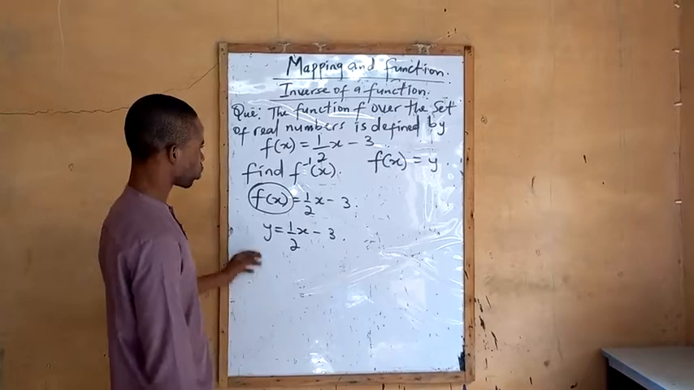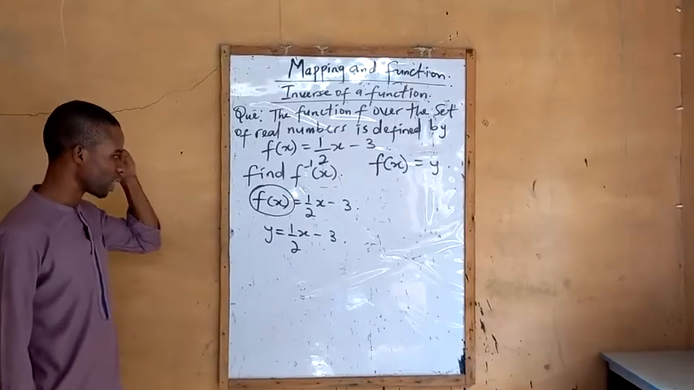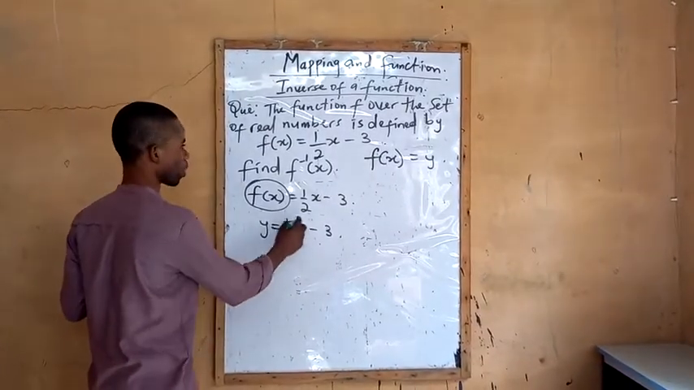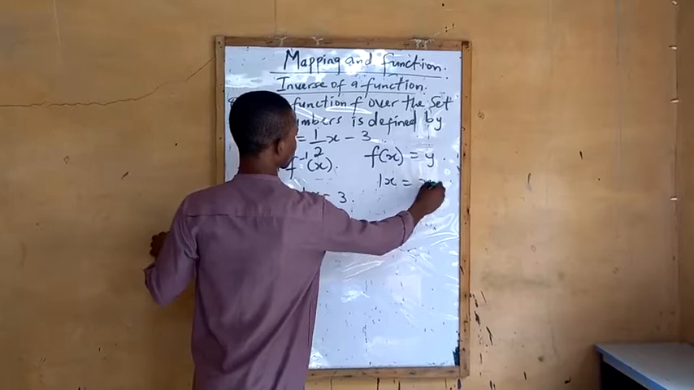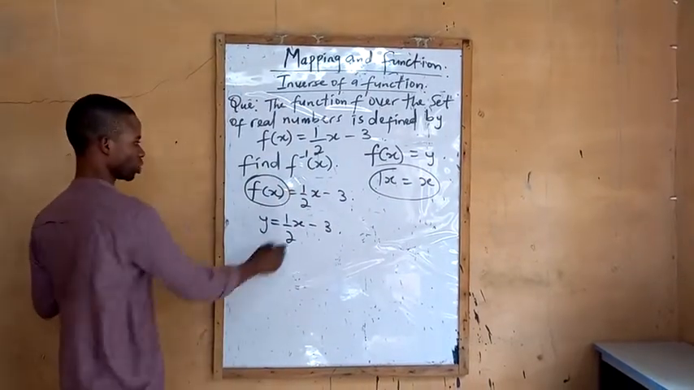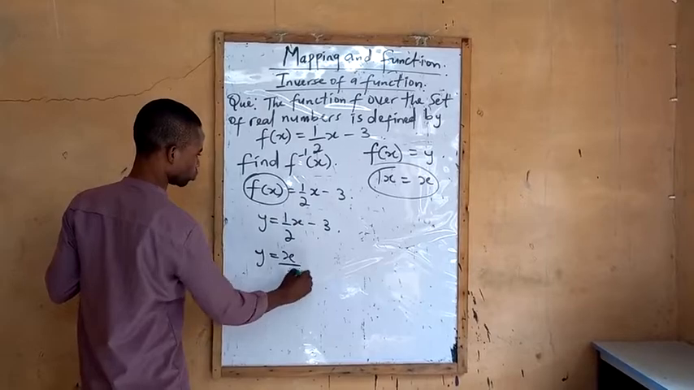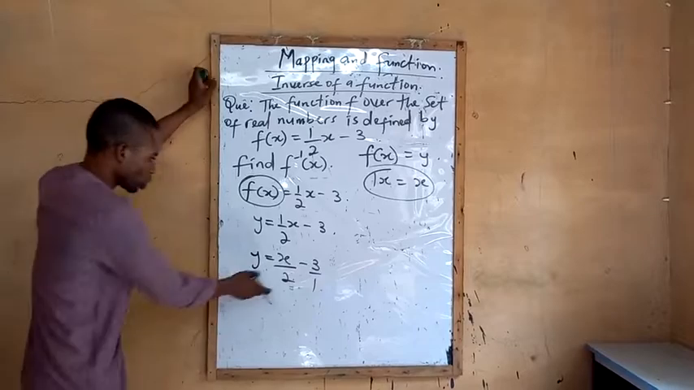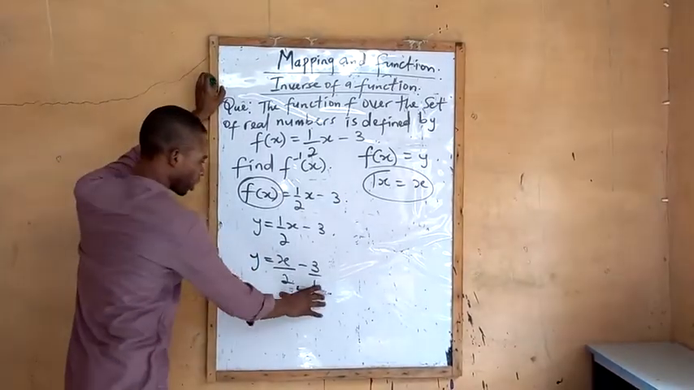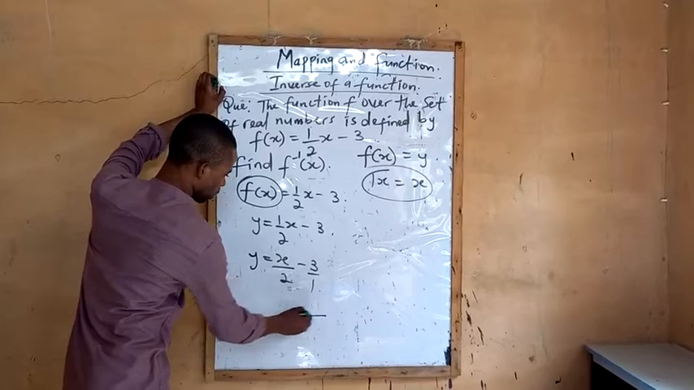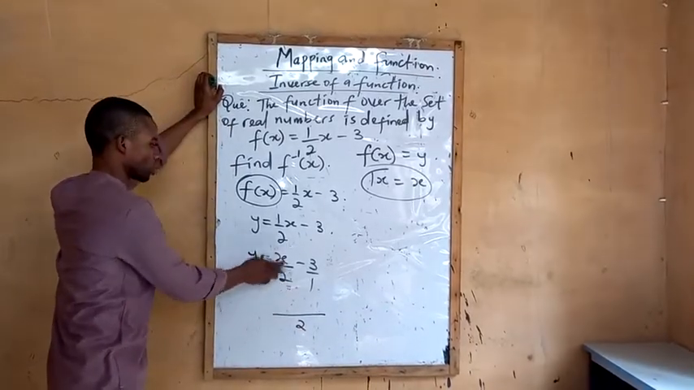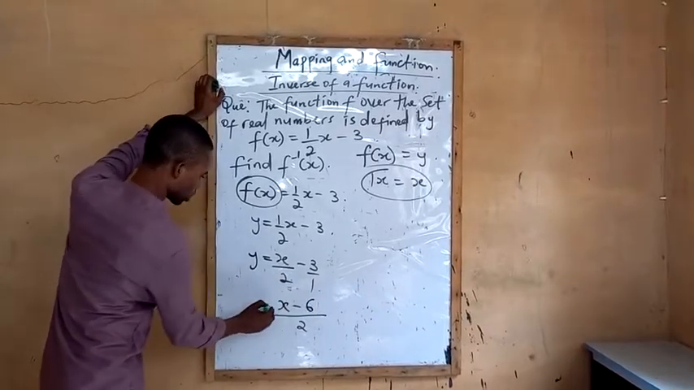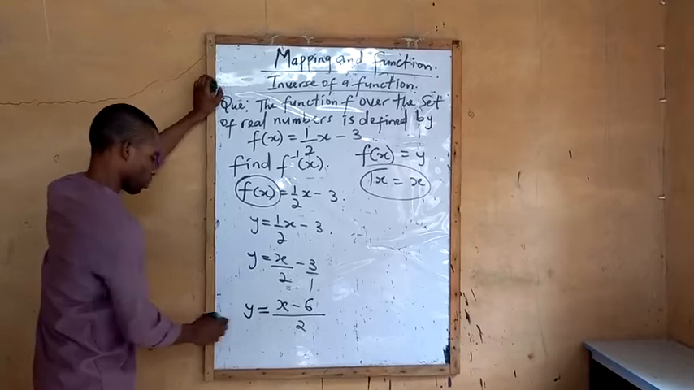Now when you have this, you make x the subject of the formula. How will I make x the subject? When you see 1x in math, it also means x. So this means x over 2 minus 3 over 1. Now, you cannot just cross multiply this one with this. You find the LCM, and the LCM is 2. 2 into 1, 1 times x, x, minus 2 times 3 is 6, equals y over 1.